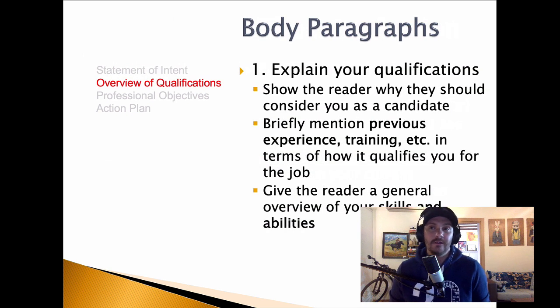It's a small paragraph, that statement of intent paragraph, right? The biggest are the middle two here. These are the body paragraphs. So this is where you explain your qualifications, why you are the candidate for this job. Now, we'll go into this in a little bit more detail in a second.